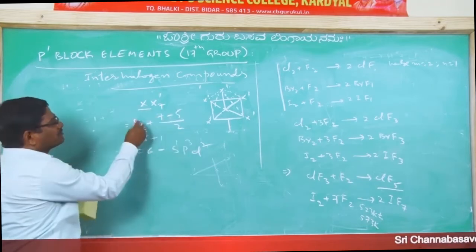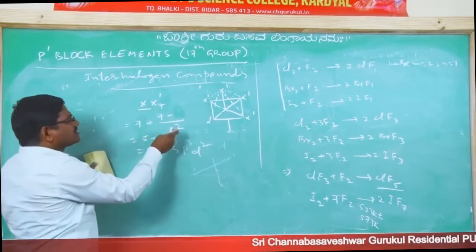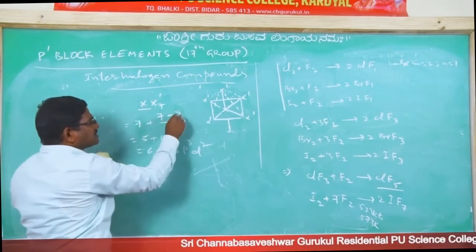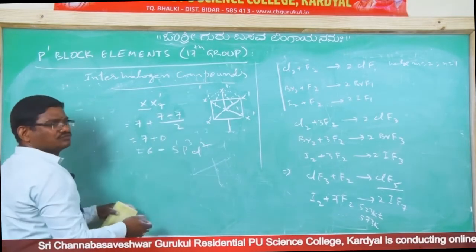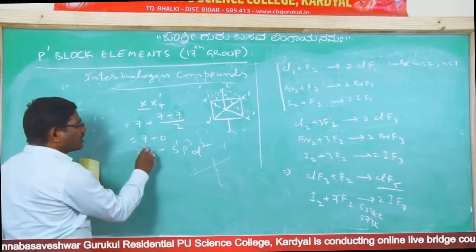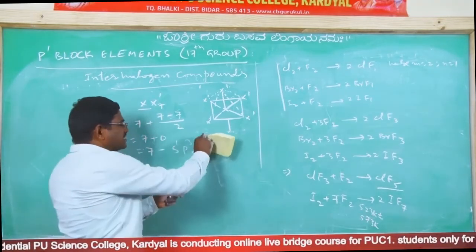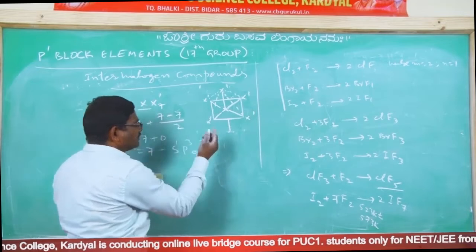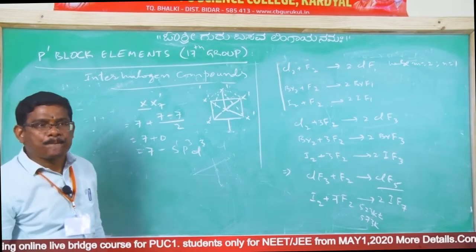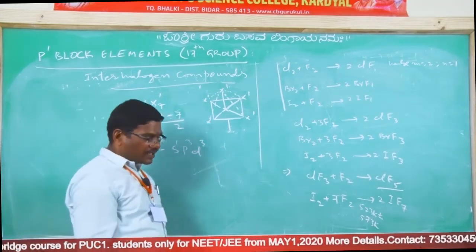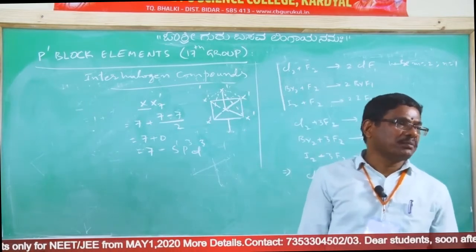around the central atom 7 atoms are attached, 7. Oxidation number of X is 7 only. So group number of X minus this will become 7 plus 0. Clear na? So total number of pairs of electrons is 7. 7 out of 7 are bond pairs. Therefore hybridization is sp3d3. sp3d3 is distorted octahedral, you can say, or geometry pentagonal bipyramidal.